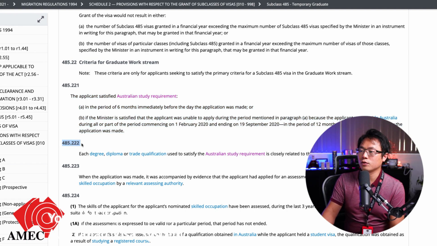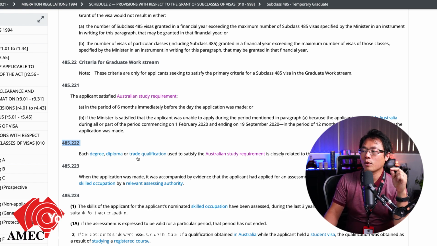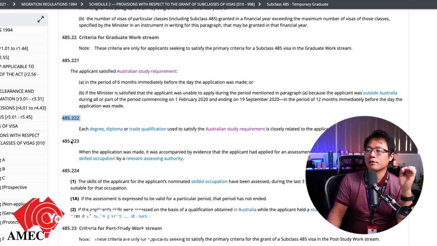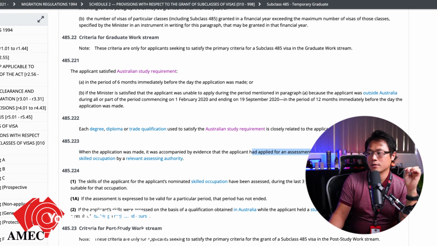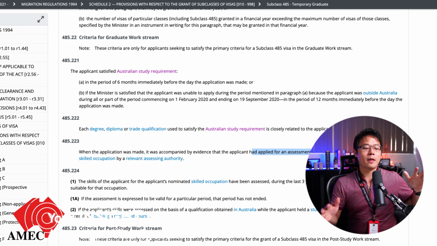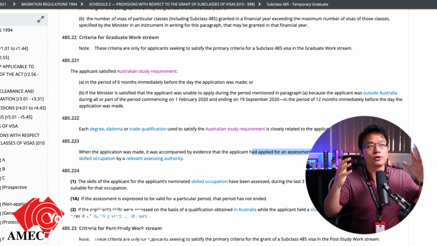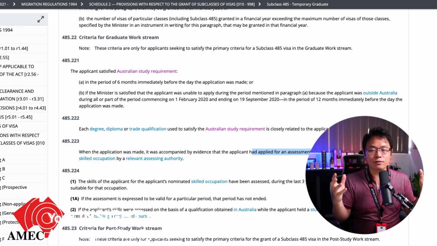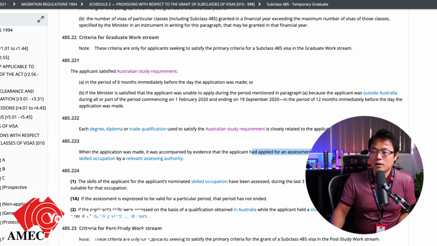Again, 485.222 reiterates the Australian study requirement. Each degree, diploma, trade must satisfy the Australian study requirement. Again, the same. 223, when the application was made, it was accompanied by evidence of a skill assessment. So the skill assessment has to be met, meaning it's already lodged. You have a skill assessment receipt. Okay, now if you don't have that skill assessment receipt, meaning you haven't lodged it, then your 485 visa will obviously fail. So that's what they're trying to say.